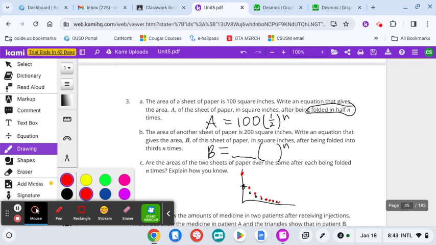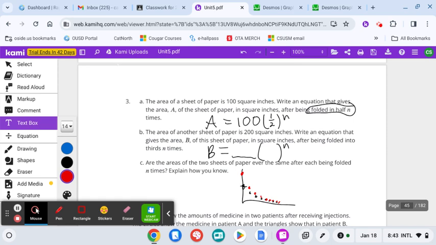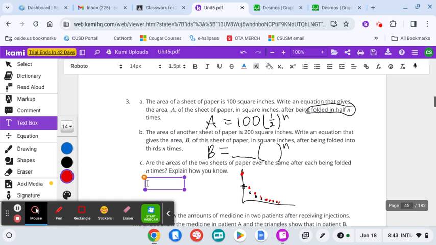Let's see. Where's my text box? You're going to answer this in your own opinion. Like, yes, they're both approaching zero.